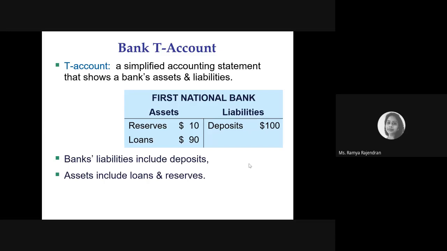Okay, so here the bank's liabilities include the deposits and assets include the loans and reserves. Here the reserve ratio is 10% because we have 10% of $100. Imagine we have only $100 in the bank where people have deposited, and then we have held $10 with us, and then lent $90. So 10 plus 90 is 100, so deposits is 100. The reserve ratio is 10%, which is mandated by the government.